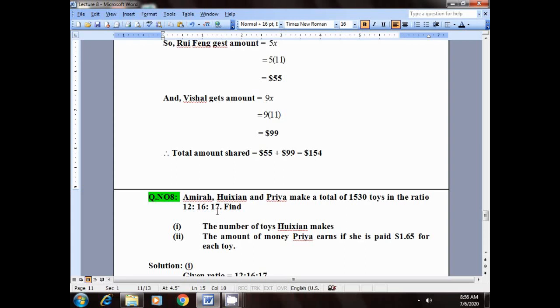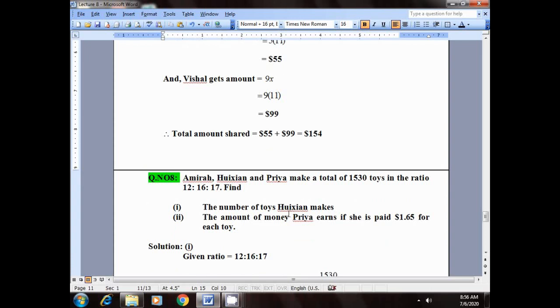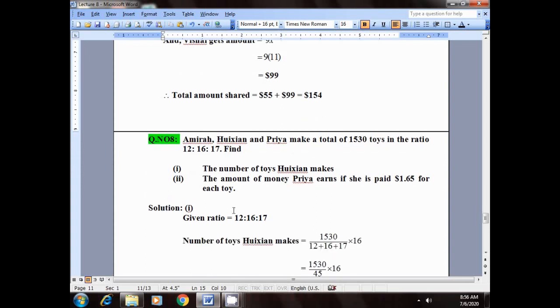So first of all, we will find the total number of toys Hyuxian makes, and then we will find the amount Priya earns if she is paid $1.65 for each toy. So let's start the solution of this question from the given data. We know that the given ratio is 12:16:17. Now 12 is the ratio of Amira, 16 is the ratio of the second name Hyuxian, and 17 is the ratio of the third name Priya. So first of all, let's find the number of toys Hyuxian makes.